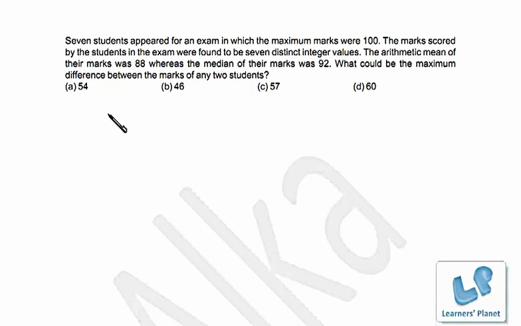Now let's see this question. 7 students appeared for an exam in which the maximum marks were 100. The marks scored by the students in the exam were found to be 7 distinct integer values. The arithmetic mean of their marks was 88, while the median of their marks was 92. What could be the maximum difference between the marks of any two students?